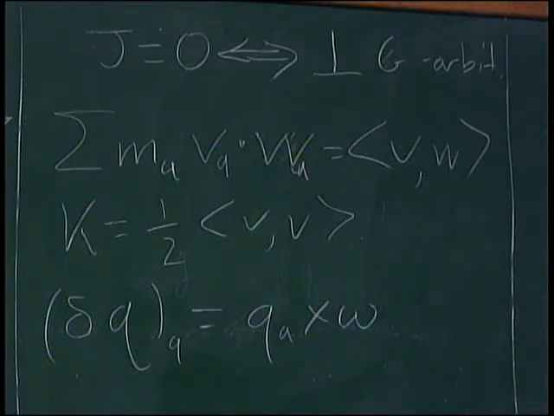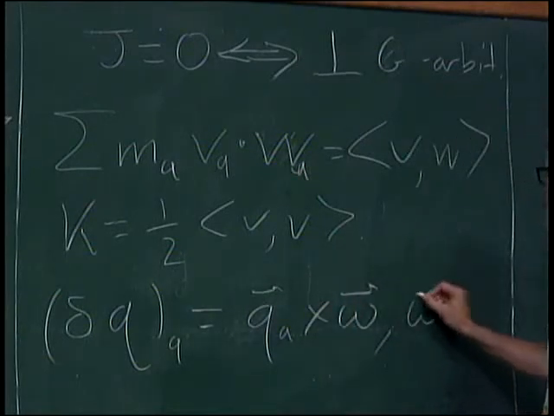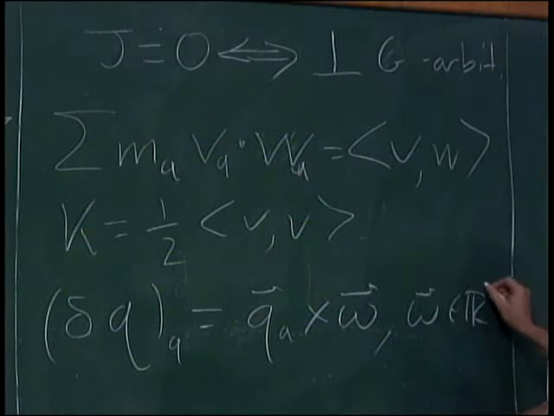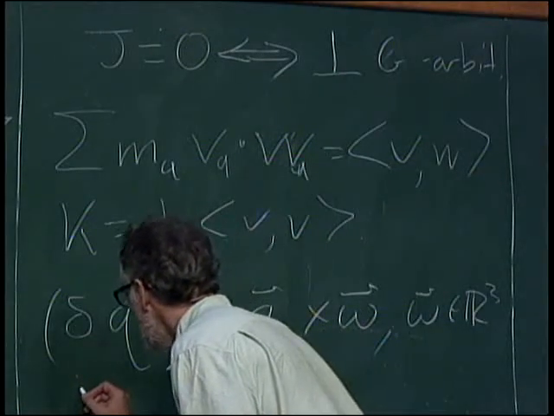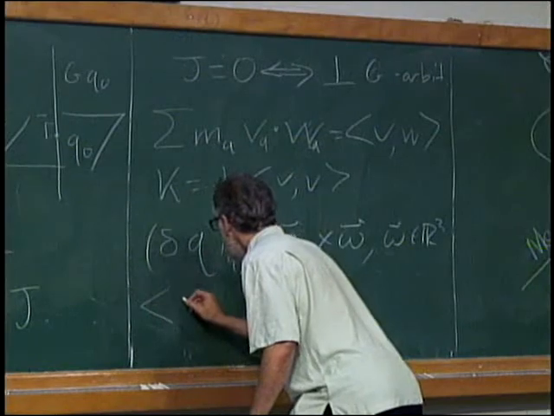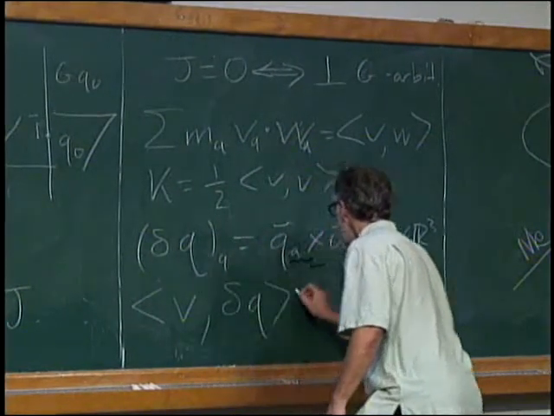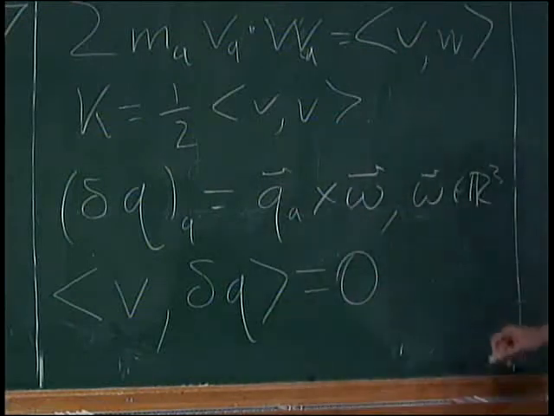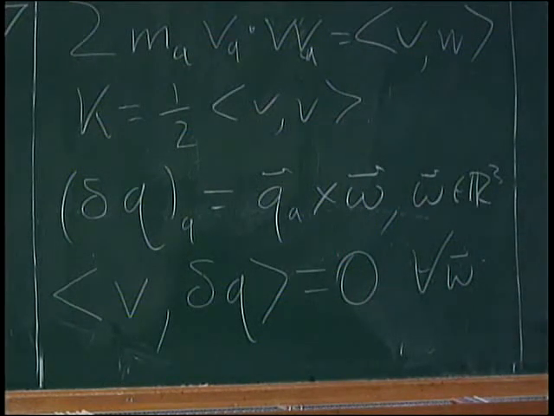This is just in R3, huh? Omega's in R3. So everything's in R3. Just a bunch of masses in R3. So this would be doing an infinitesimal rotation of the cat. So we want to understand this relation, V delta Q equals zero for all omega. So we just want to do that computation, huh?